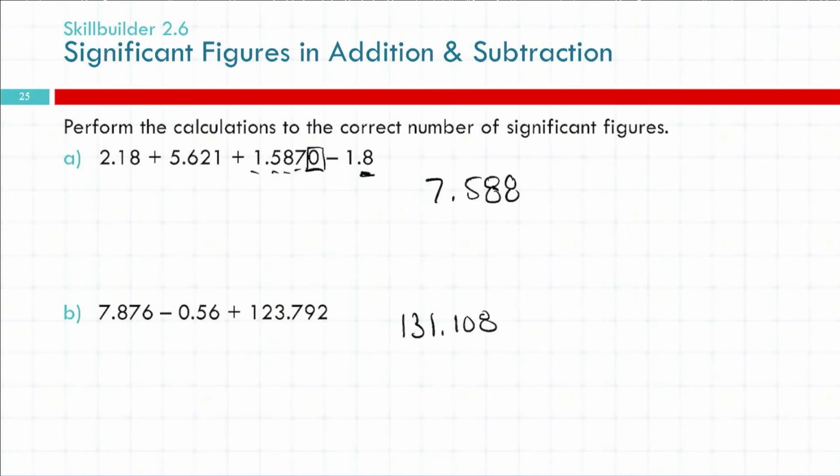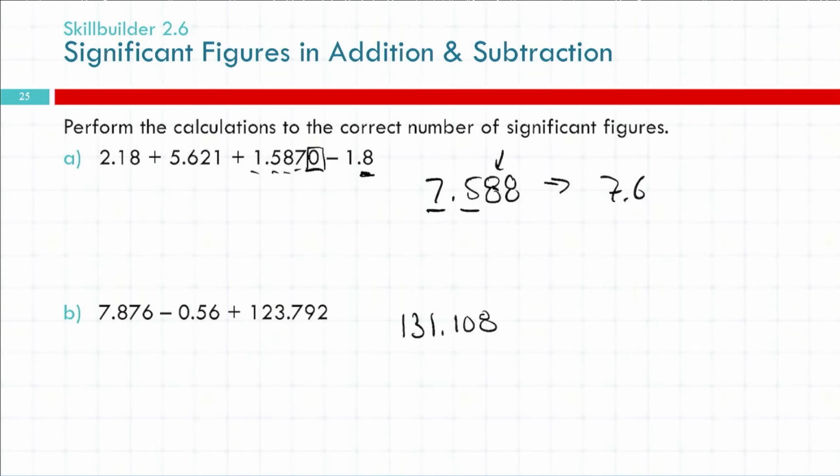I'll do an example right now of the zeros. And so we're going to round to the tenths place, one decimal place. 7.5, and then because this next digit is 8, we're going to round up. So we're going to get 7.6 as our final answer.